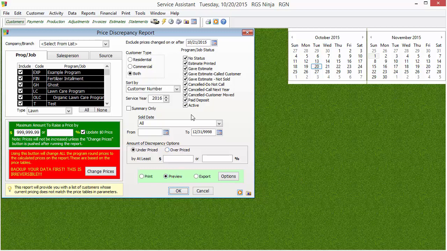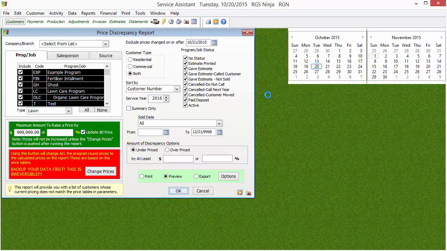So again, when you run this report, if you decide to use this change prices, make sure to do a backup. There's a lot of backups in the year-end process, and that's important because you don't want to have to start all the way at the beginning from scratch. Now, if you do decide to use this button, you can then say the maximum amount to raise it by X amount of dollars or an extra percentage. Again, if you want to update the ones that are blank, then we hit the update zero price.